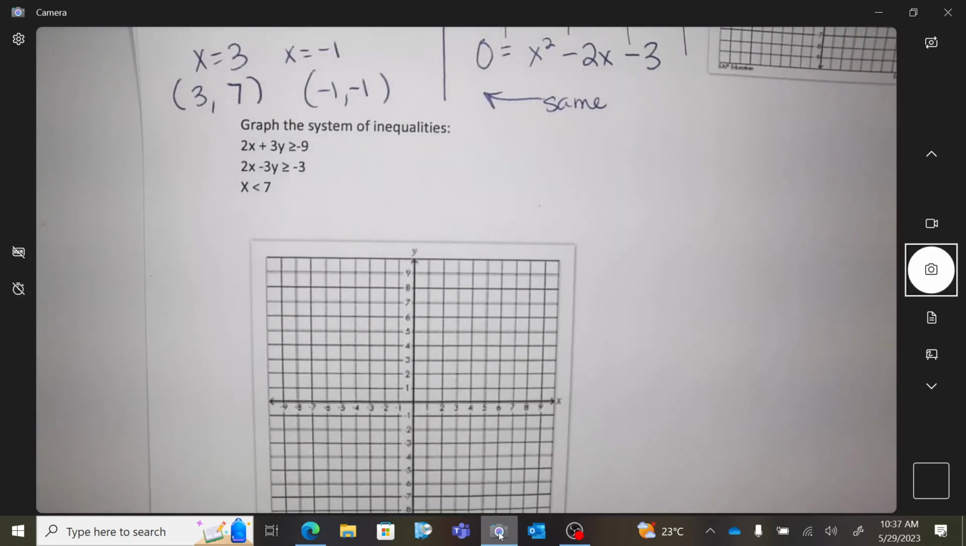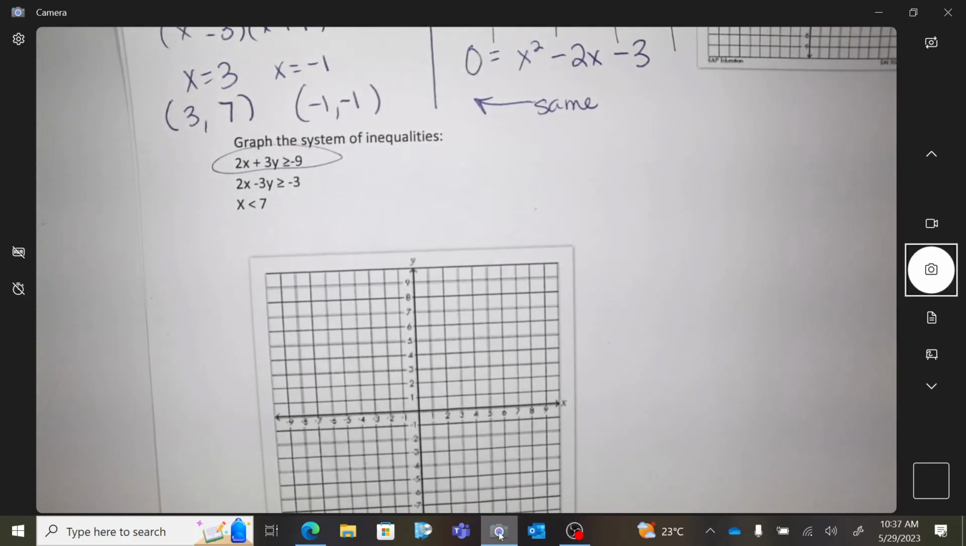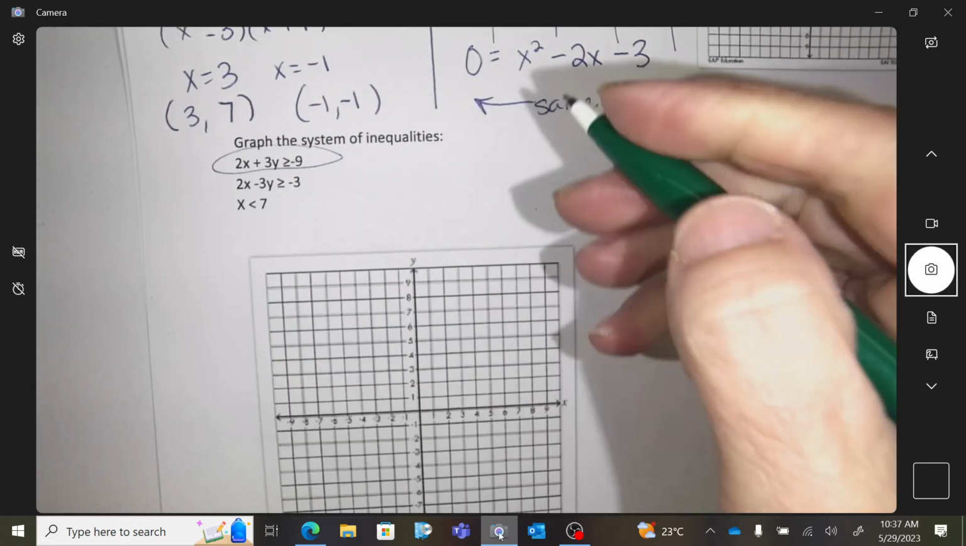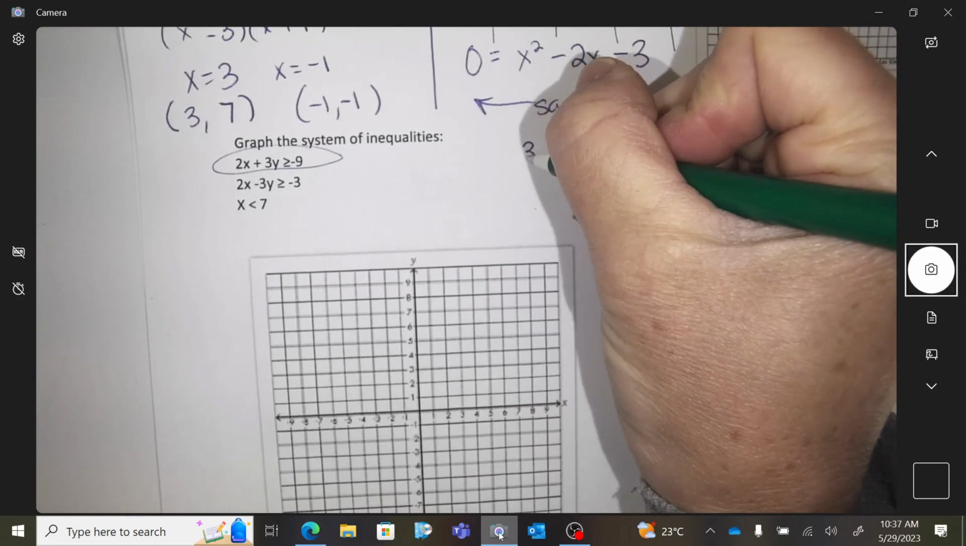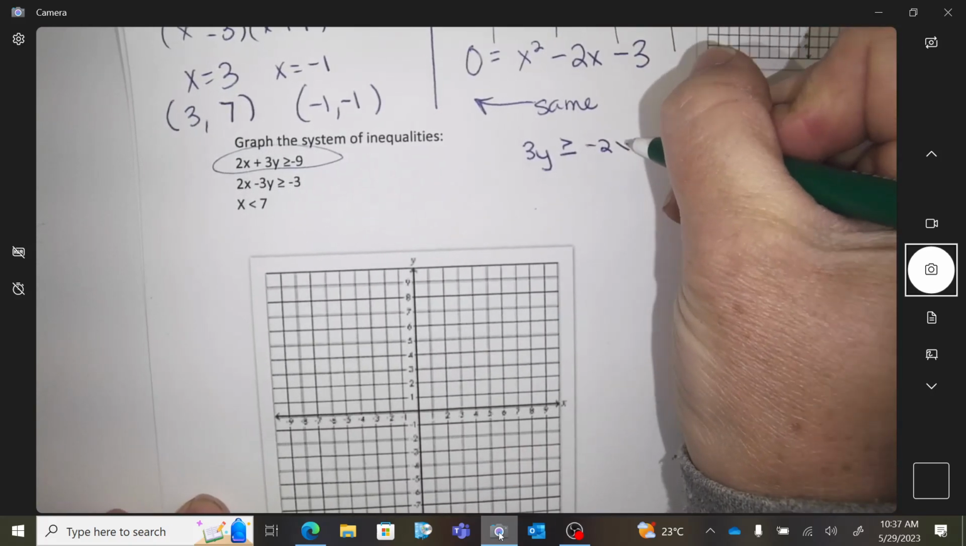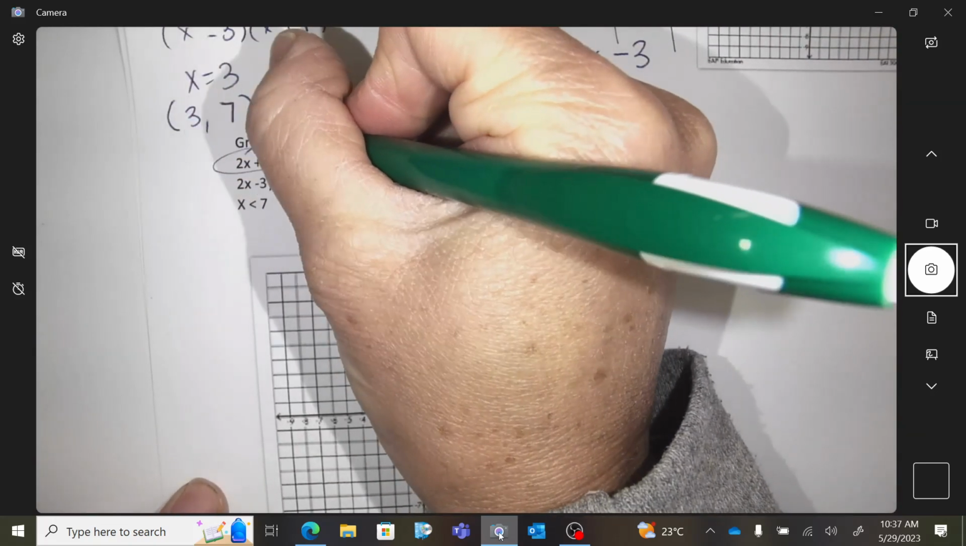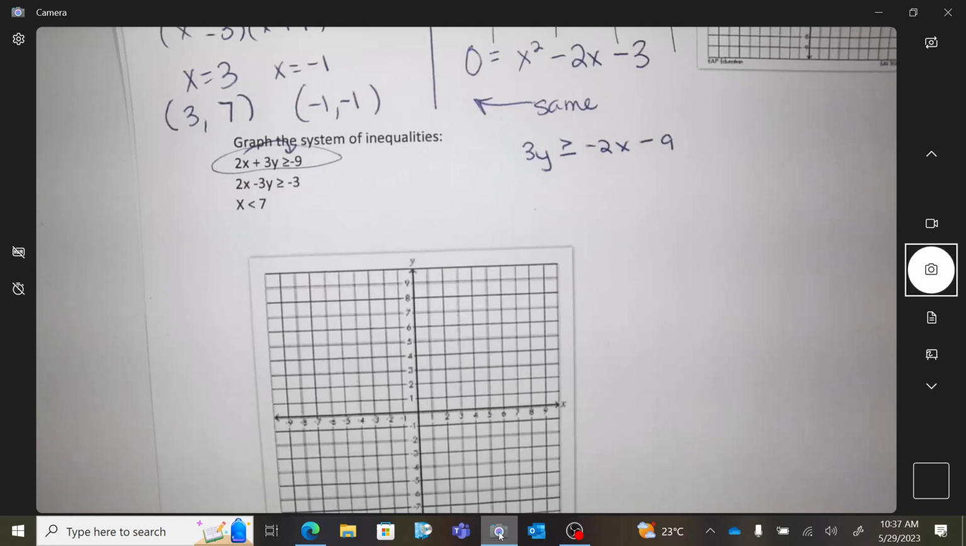Okay, graphing a system of inequalities. So I need to do some work here. I need to get it into y alone. Y equals mx plus b. So we're going to leave the 3y alone, greater than or less than, or greater than or equal to. Move the x. So this would be negative 2x. Keep the negative 9 where it is. So do you see what I did? All I did was moved that into that position.